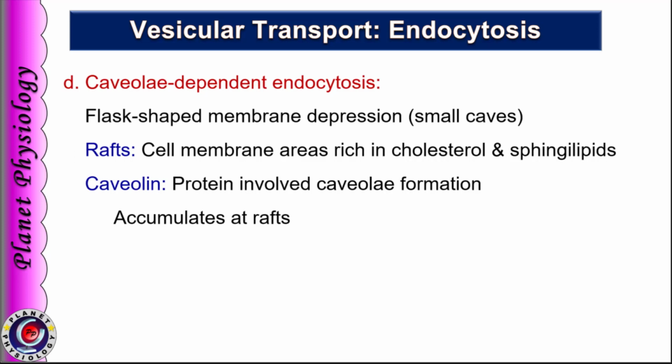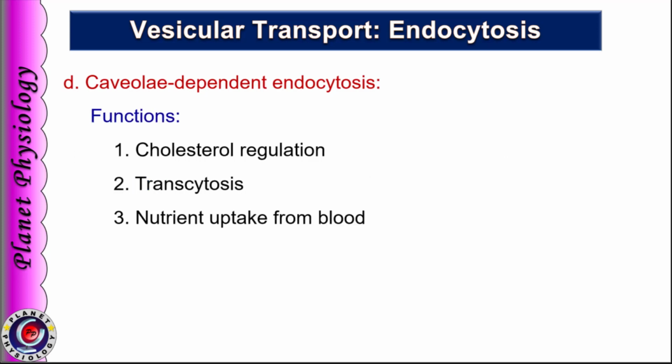Accumulation of protein caveolin in the region of rafts lead to formation of caveoli at specific sites in the cell membrane. The sites of the cell membrane rich in cholesterol and sphingolipid are called as rafts. The substance to be internalized binds with the caveolin and the process is regulated by dynamin. Caveoli are involved in cholesterol regulation and transcytosis. They also limit movement of membrane proteins. Caveoli are prominent in endothelial cells where they help in uptake of nutrients from blood.